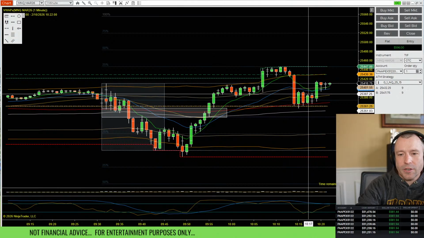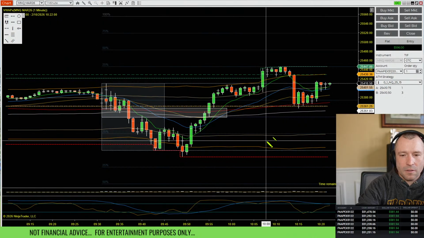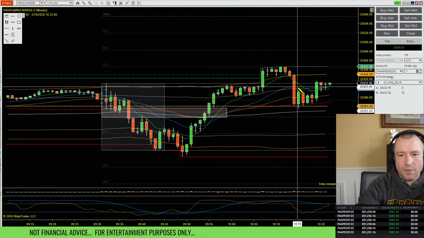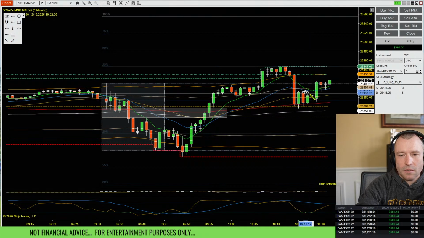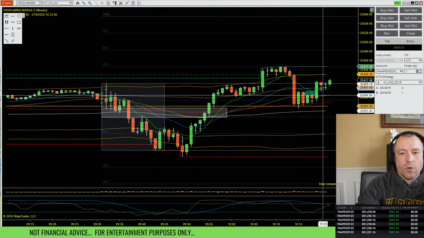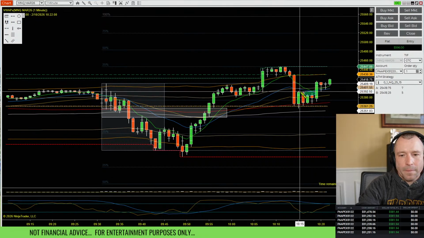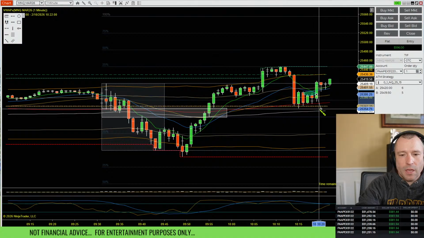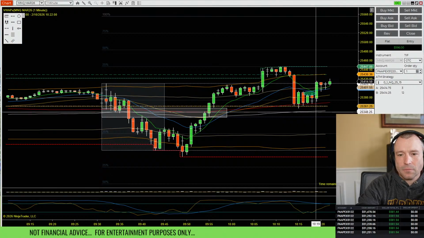There, so there's that entry right here. If you wanted to take it off of this gold line, we have a smooth pullback to the gold line. Could enter right here, and it would have worked. Risk below the candle, below that pivot low, 31-ish points. Too much for me, so I stayed out. But it worked.